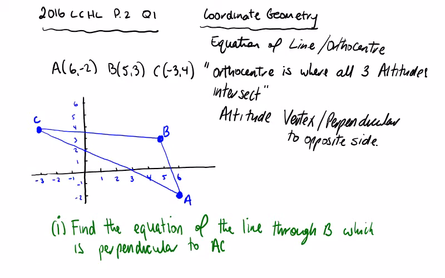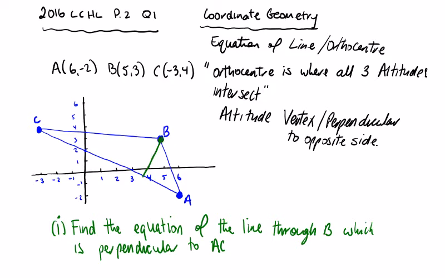2016, Leaving Cert Higher Level Paper 2, Question 1 is a coordinate geometry question. Part 1 is equation of a line, and Part 2 is orthocenter. So in Part 1 you're asked to find the equation of the line through B, which is perpendicular to AC, so approximately something like this.